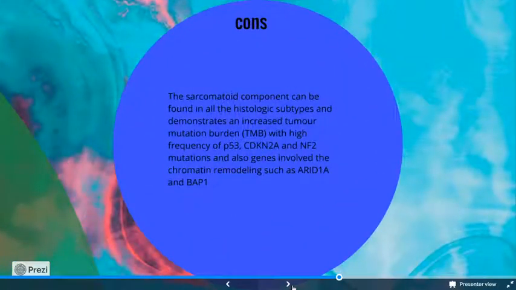Cons. Well, the sarcomatoid component can be found in all the histology subtypes and demonstrates increased tumor mutation burden, with high frequency of P53, CDKN2A, and NF2 mutations, and also genes involved in chromatin remodeling such as ARID1A and BAP1.